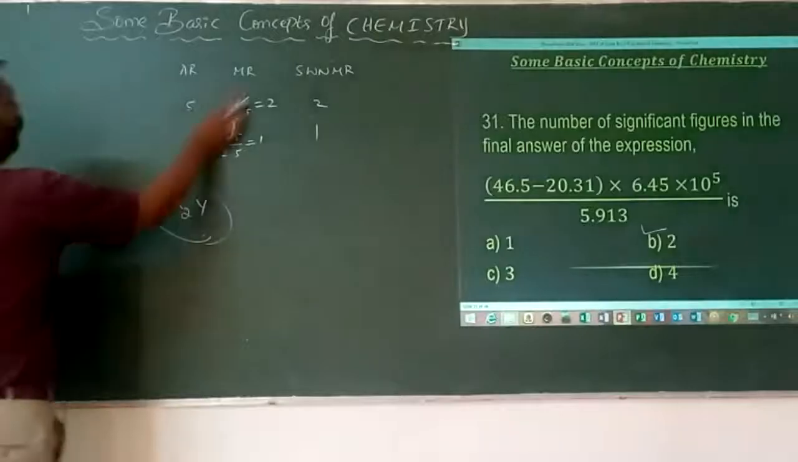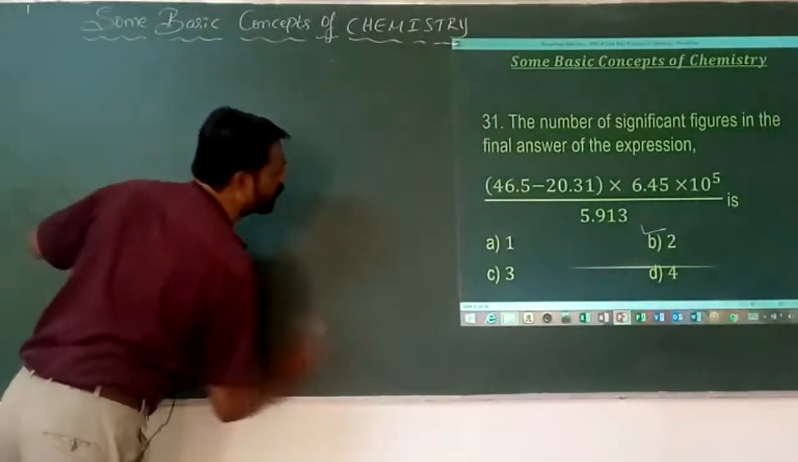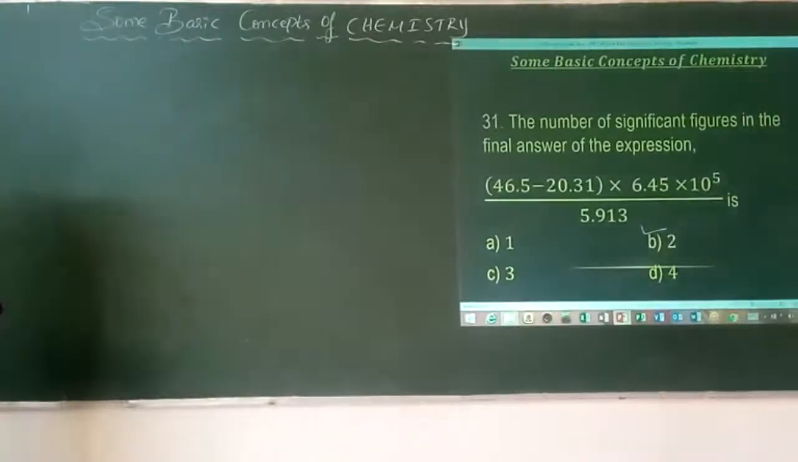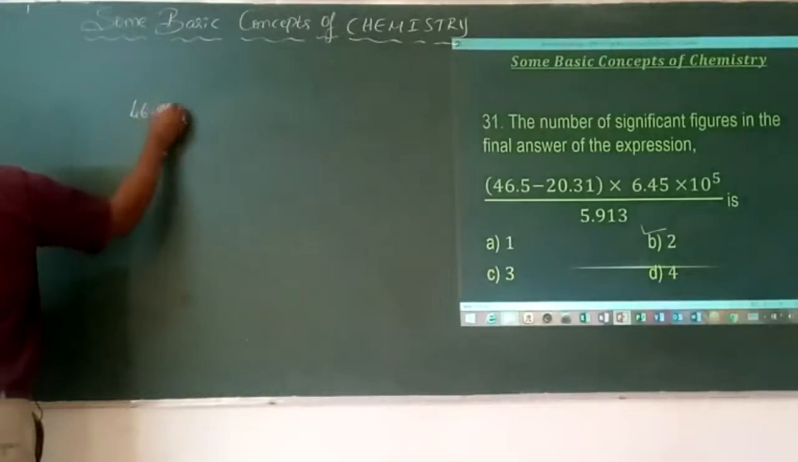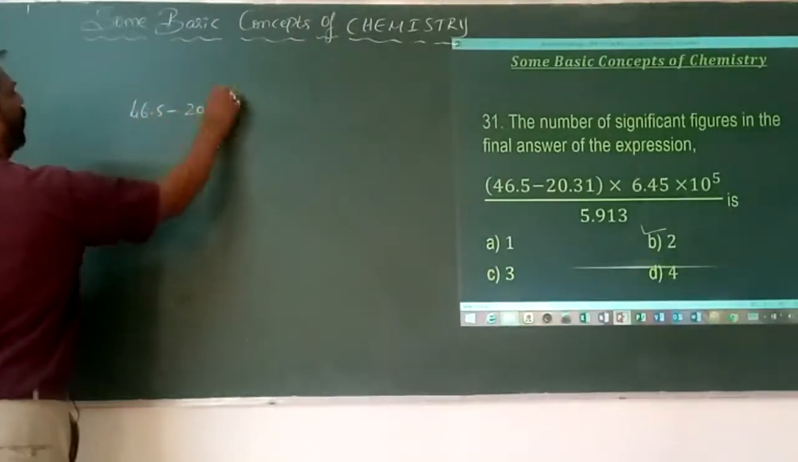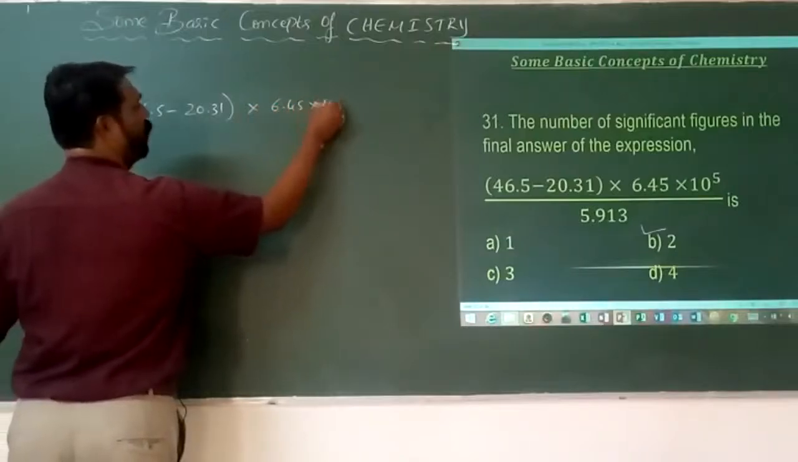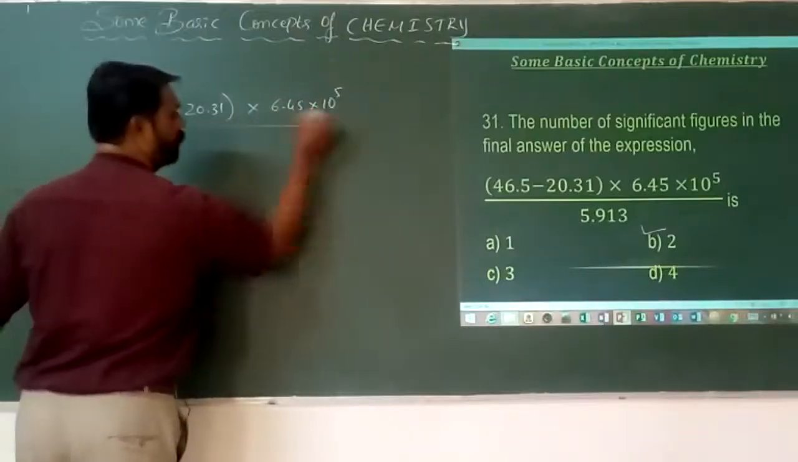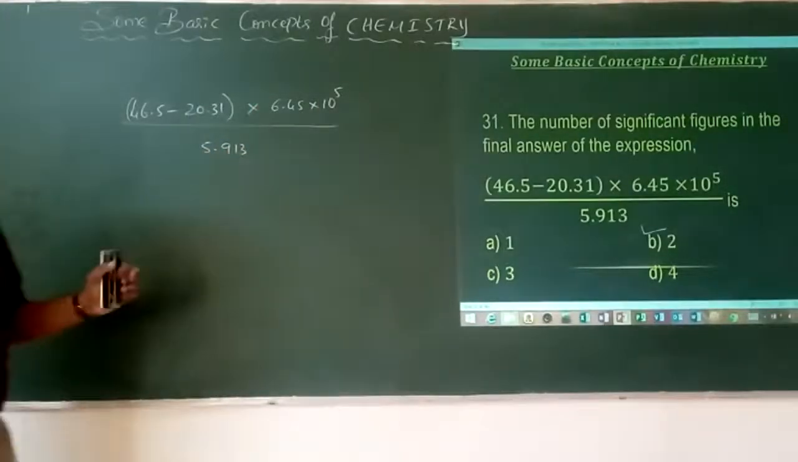The number of significant figures in the final expression or the final answer: 46.5 minus 20.31 into 6.45 into 10 to the power of 5 divided by 5.93. I don't need the exact one.